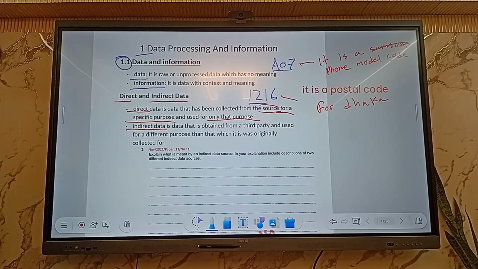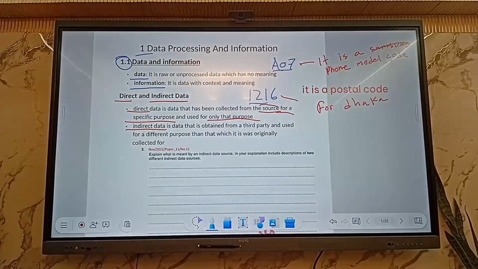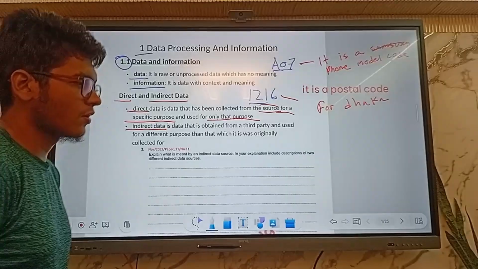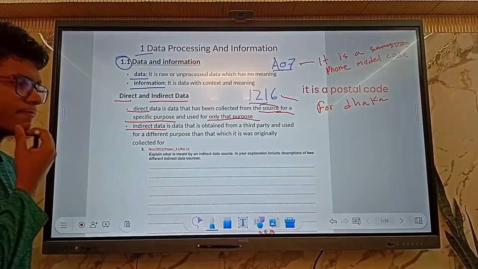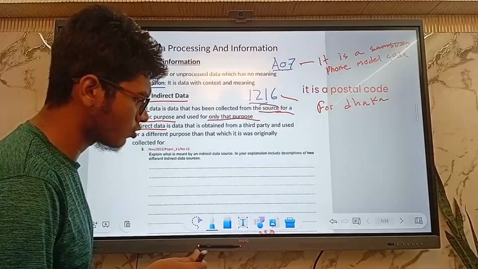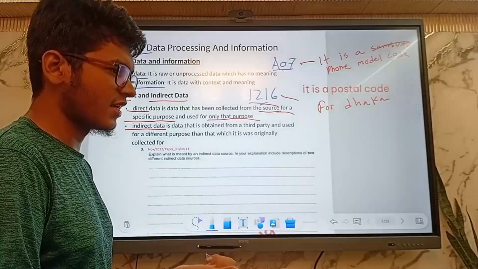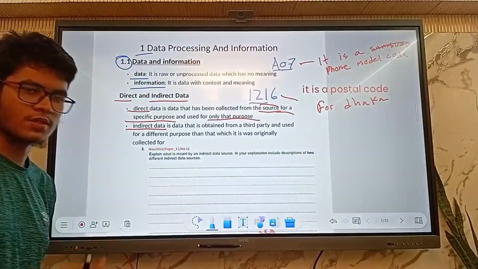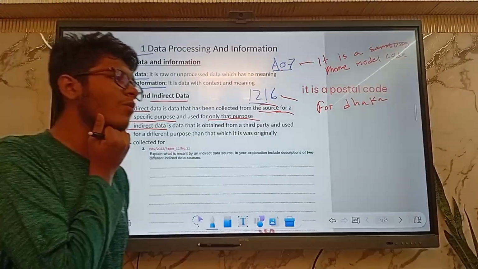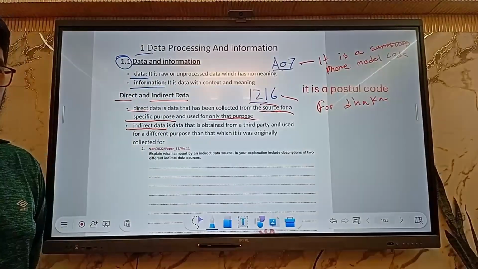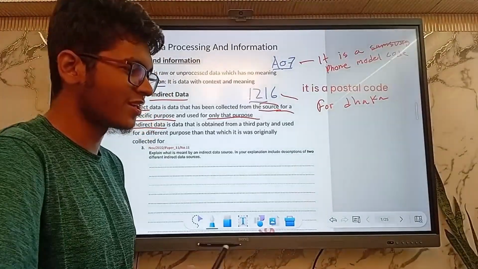So indirect data can be something like a registry of customers in a supermarket. Let's say when you're buying something from a supermarket, you are actually providing your information, let's say your phone number or email address. As a third party, let's say I am a guy who wants to sell gym equipment, right? I want to sell some stuff which can help you decrease your weight.